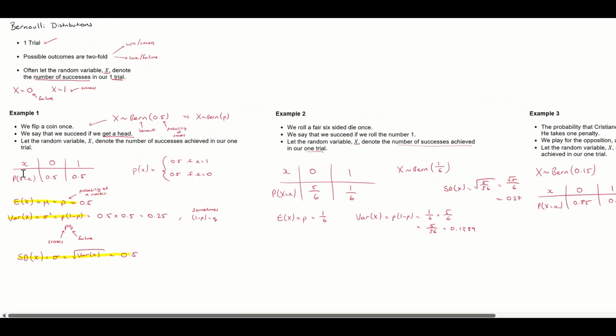To sum up, we've got one trial. We either succeed or we fail, and they're denoted by either a 0 or a 1, where the 0 and the 1 counts the number of successes that we get in that trial.